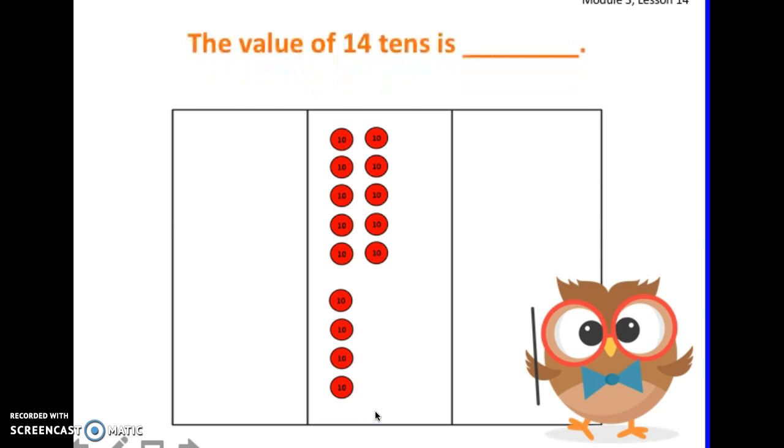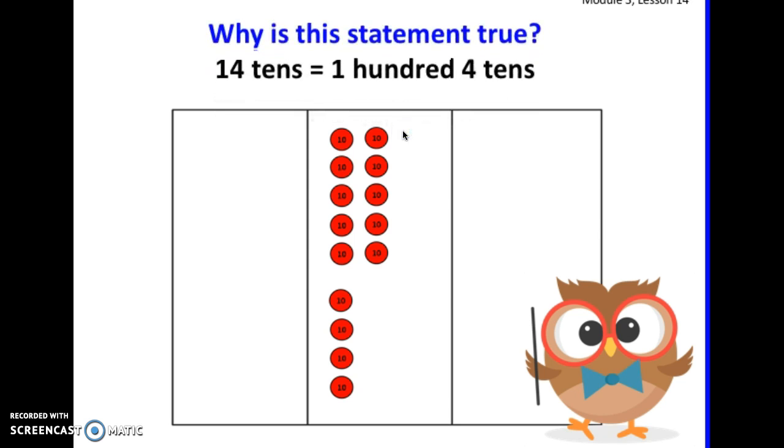So the value of 14 tens is, what does that mean, value? Well, the value just means how much is it worth. The value of 14 tens, we counted them just a few seconds ago, is 140. Or we could say it's 14 tens. So this statement is true because 14 tens equals 14 tens.